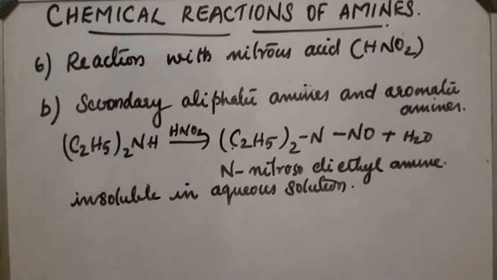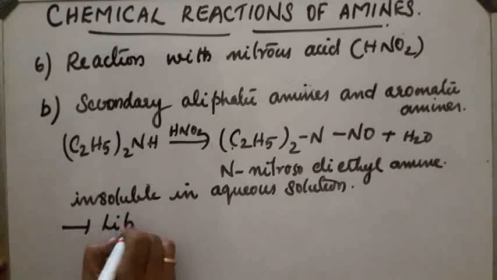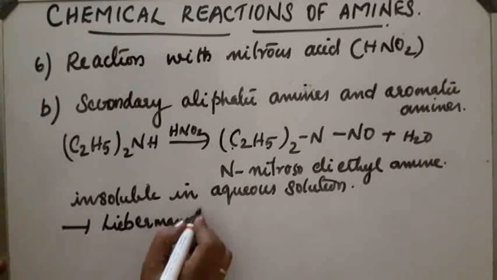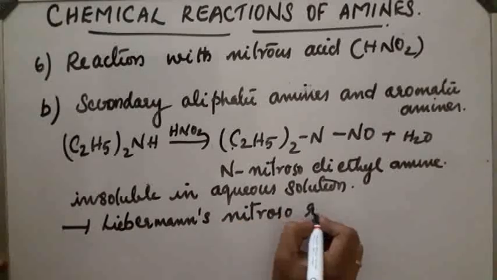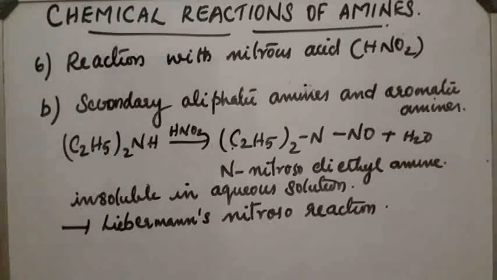Now this is the distinction from primary aliphatic amines. So there is an important test for this reaction, which is called Liebermann's nitroso reaction. This test is used to identify secondary aliphatic amines, or distinction from primary and tertiary amines.